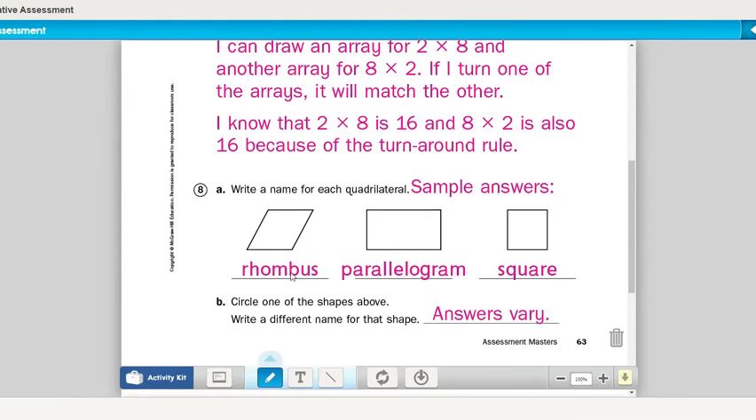These are some shapes. This is a rhombus, a parallelogram, a square. These are not always the correct answer because on this one right here, you could say rectangle. You could say rhombus here if you wanted to. You could also just say parallelogram here. You could say parallelogram for all 3 of them, they'd be the same. Then you have to circle one of the shapes above and write a different name. So there are lots of names for these shapes. I want you to go ahead and turn the page.